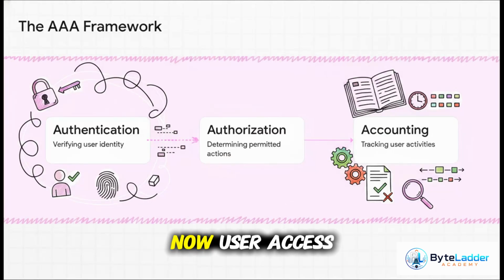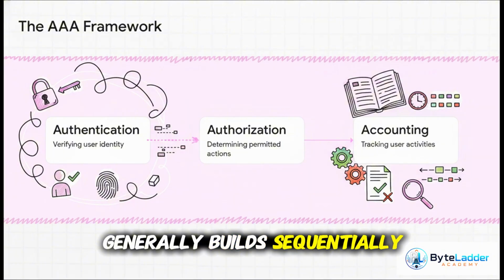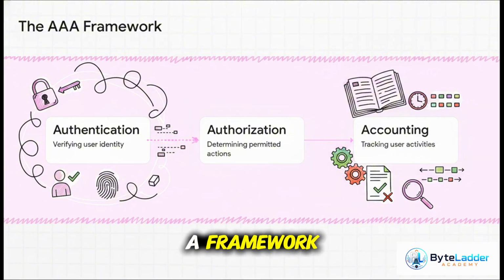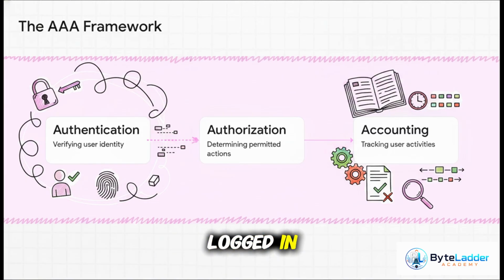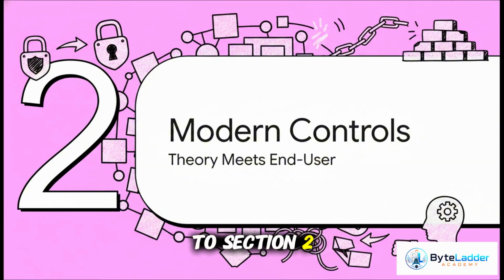Now, user access generally builds sequentially through what we call the AAA framework. First up is authentication. This simply confirms your identity, usually by checking a username and password. Second is authorization. Once we know exactly who you are, this controls what you are actually allowed to access. Like, can you just read a file or are you allowed to edit it? Finally, we have accounting. This tracks exactly what you did while you were logged in, logging your activities for an audit trail. Moving right along to Section 2, modern controls and common pitfalls.